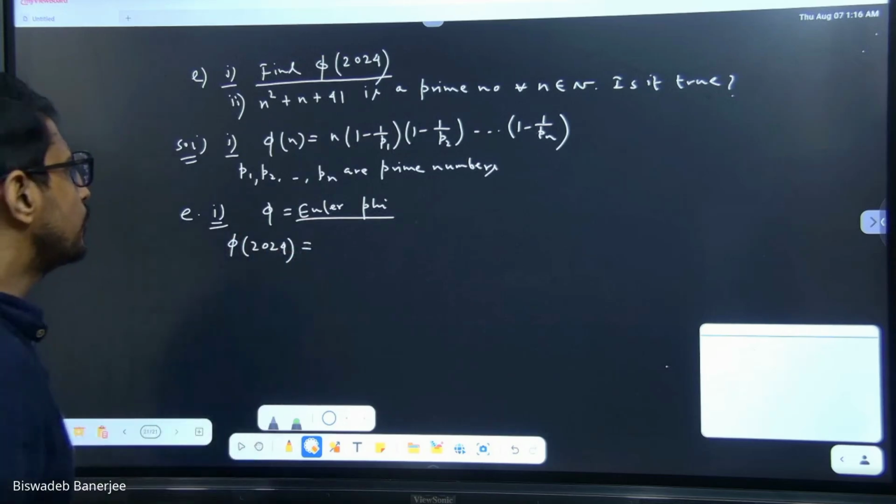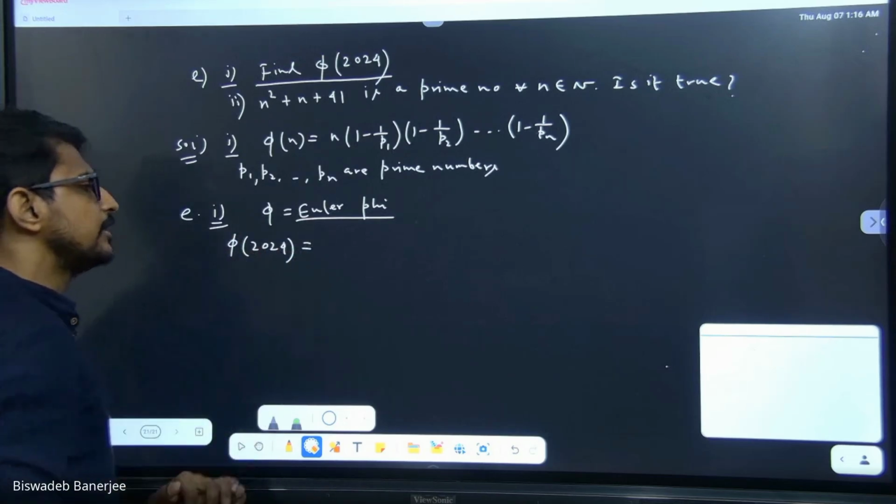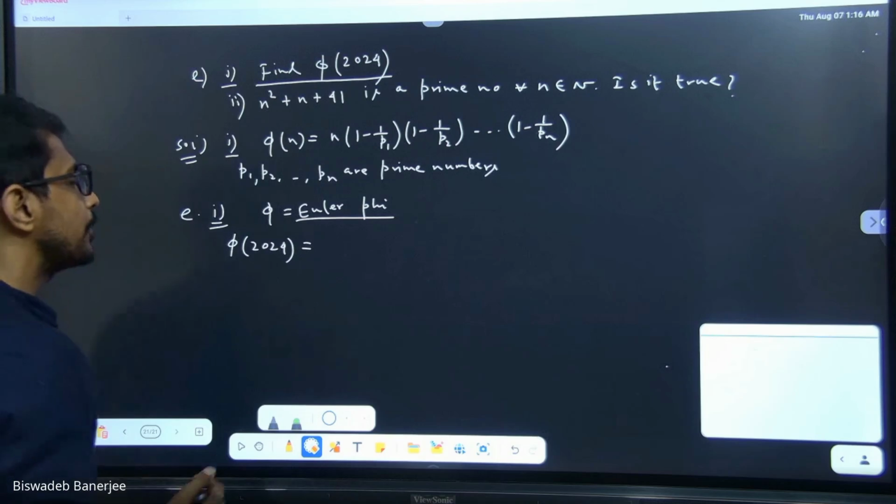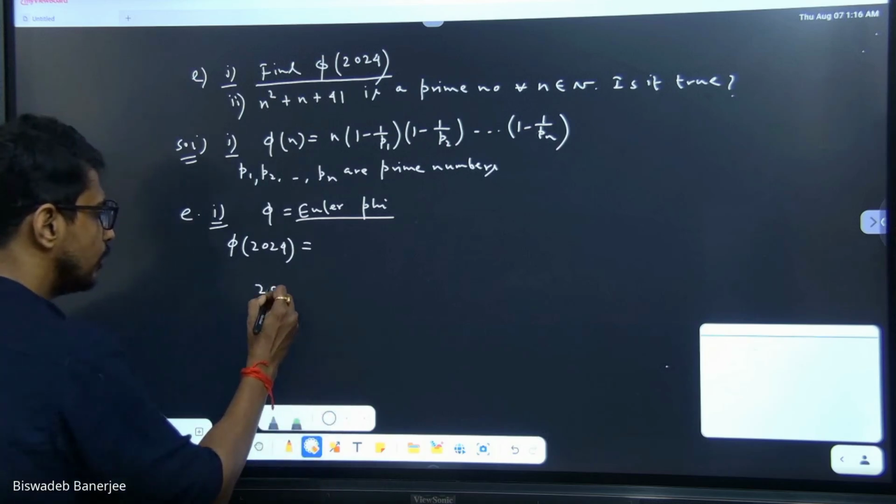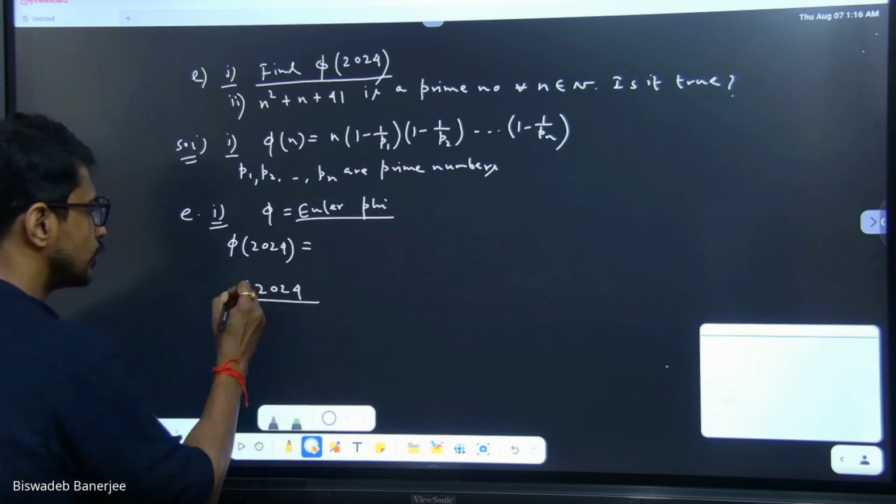So at first we have to find out the prime factorization of 2024. What is the prime factorization of 2024?